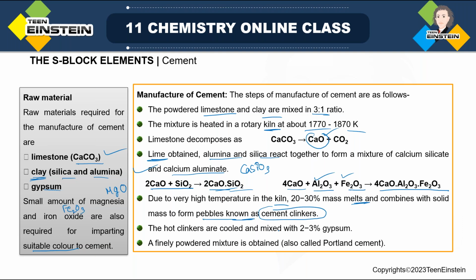The hot clinkers are cooled and mixed with 2 to 3% gypsum. Now the purpose of adding gypsum is that it slows down the process of setting with water, because if it happens very quickly, there will be problems in other processes. Okay, that we'll see. But we have to add 2 to 3% gypsum to retard the setting process. And finally, we get a finely powdered mixture, which is Portland cement. Okay.